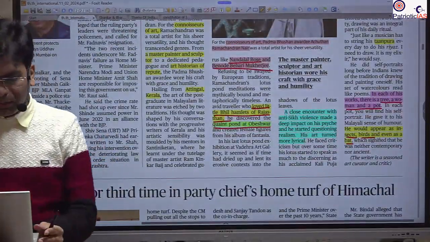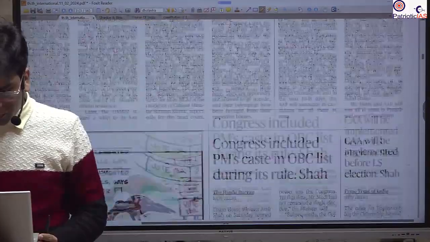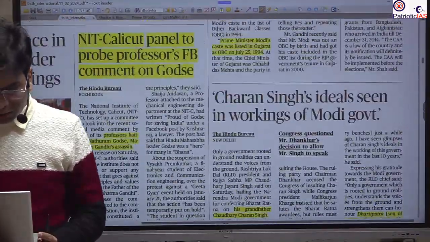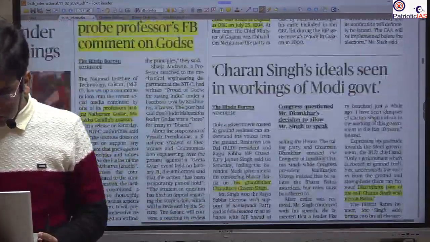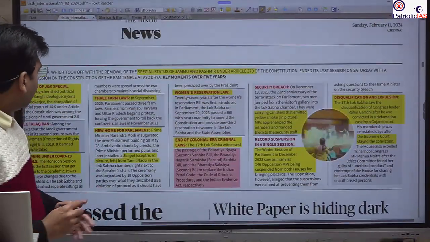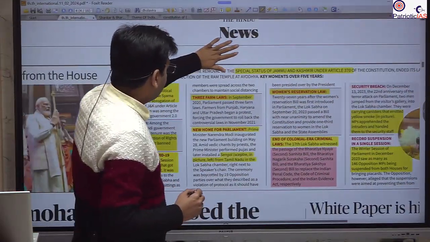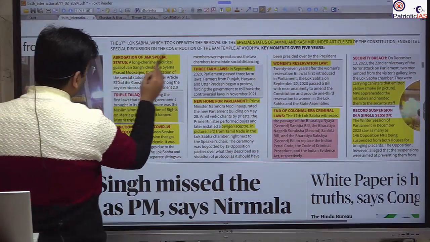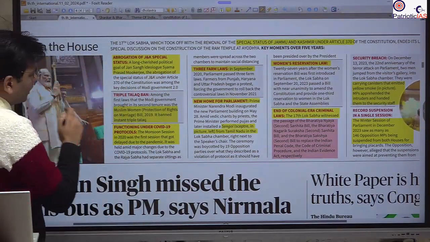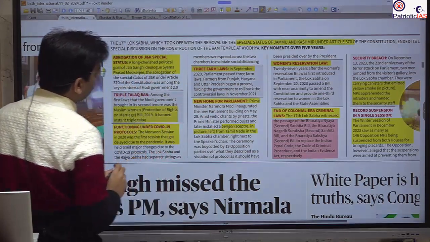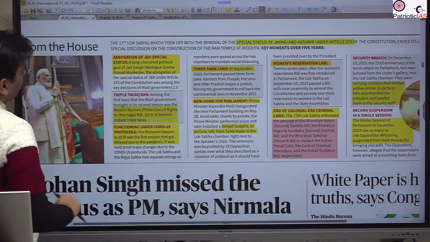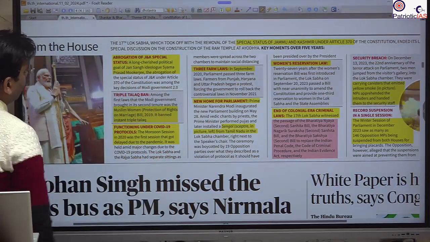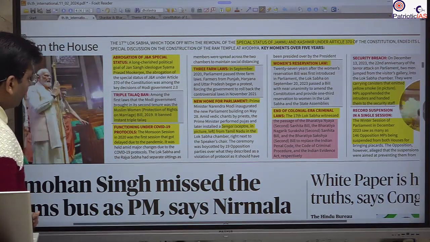Next important news that we are going to cover is any relevant news that we can cover. Most of these are political news. Yes, some of the important achievements of this 17th Lok Sabha. First thing, it passed the three farm bills, but they were repealed later. Abrogation of Jammu and Kashmir. So this was pending for the last time as per the ideology of the BJP.